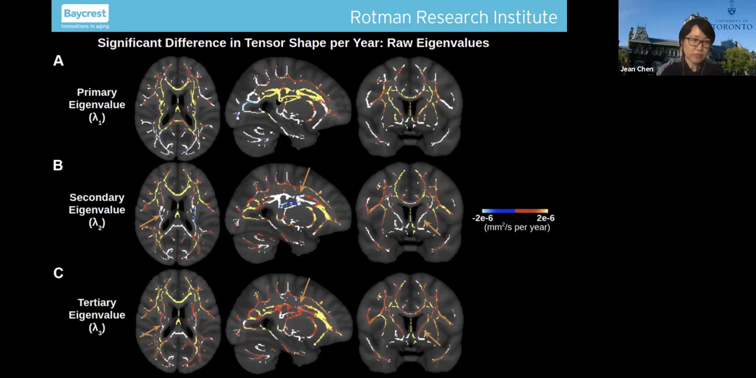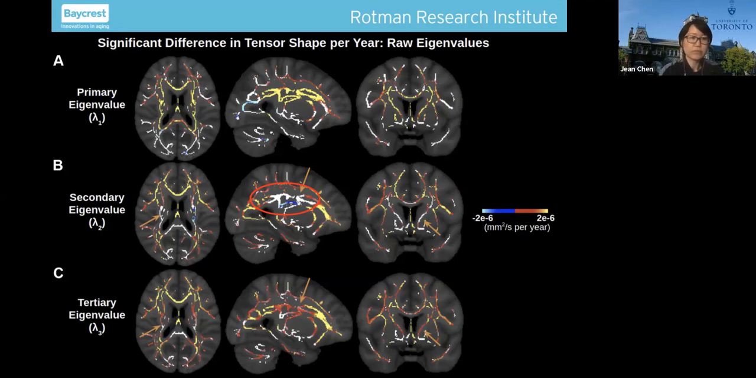So primary eigenvalue goes up. This basically says the diffusivity is increasing. Secondary and tertiary eigenvalues, they together represent the radial diffusivity. And you can see this discrepancy between the primary and secondary eigenvalues. So in the secondary fiber, as for example, we're not saying this is the secondary fiber, but there is this discrepancy in terms of the different directions of the tensor and how their diffusivity vary with age.